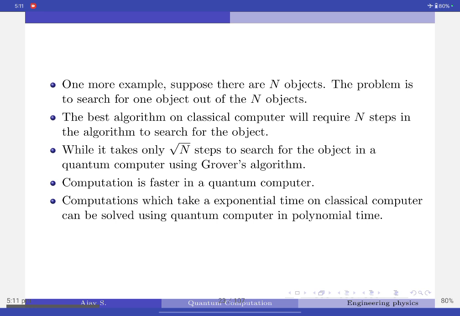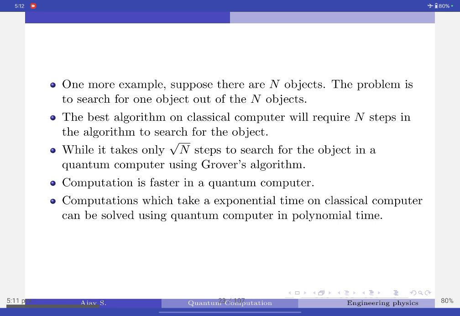One more example: suppose there are n objects. The problem is to search for one object out of the n objects. The best algorithm on a classical computer will require n steps to search for the object, while it takes only root n steps. When you take the square root of something, it is lower than before. So it takes root n steps to search for the object in a quantum computer. This is called Grover's algorithm.